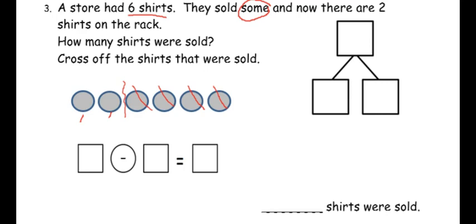For the number sentence, we know that we started with 6 shirts. We know that we had 2 left after some of the shirts were sold. We figured out that 4 of them were sold. For the number bond, we'll decompose 6 into 4 and 2. And finally, we'll show that 4 of the shirts were sold.